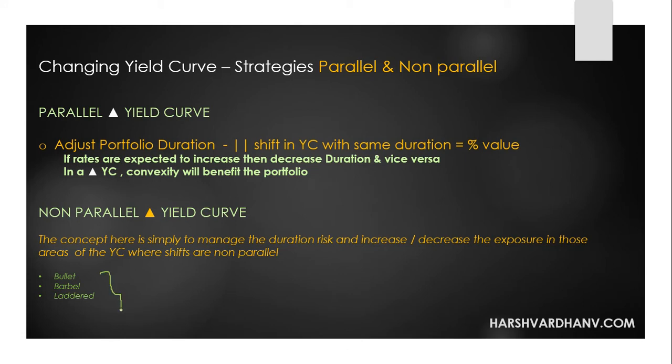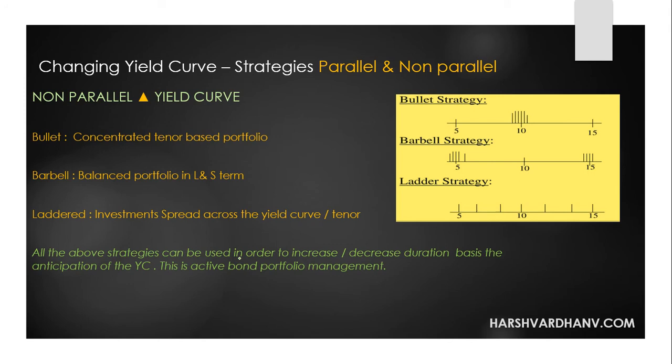There are three types of non-parallel shifts: bullet, barbell, and ladder. So let's see. In the bullet strategy, all your concentration will be in a closed up tenor. This could be 9.5 year maturity. This could be 10.5. The idea is that most of your investments will be clubbed in a single tenor.